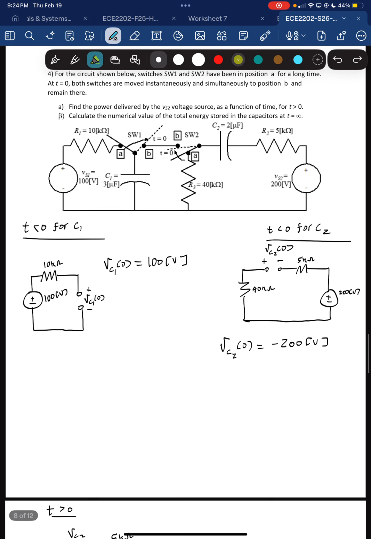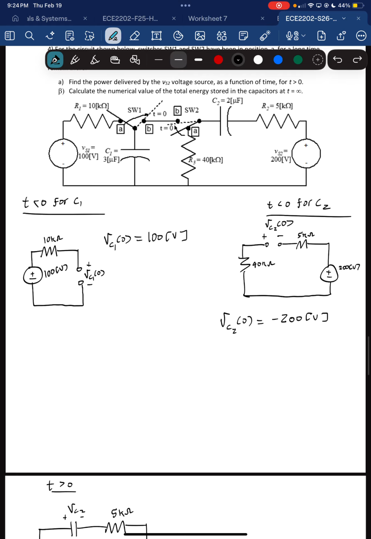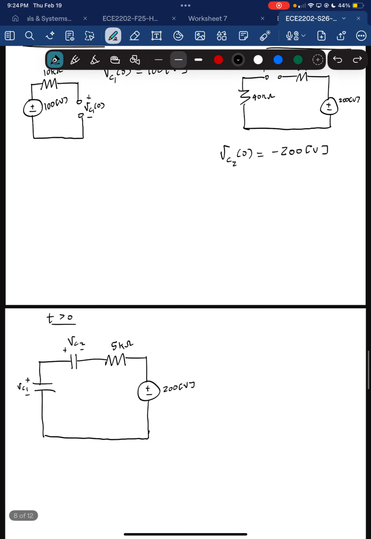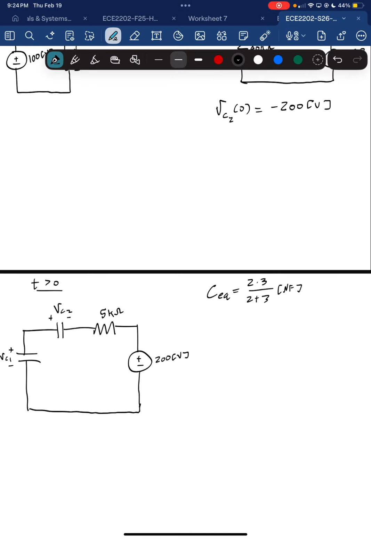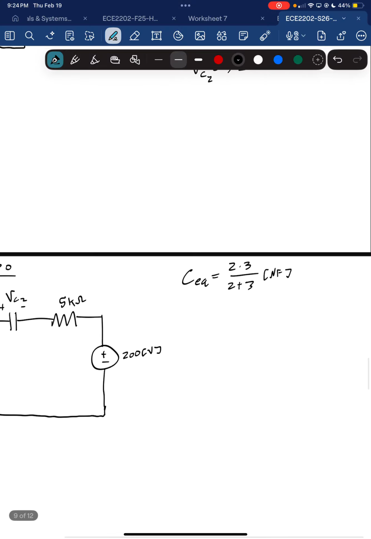Yeah, exactly. So C1 is 3 microfarads, C2 is 2 microfarads. So C equivalent is equal to 2 times 3 over 2 plus 3 microfarads, which is going to be 1.2 microfarads.